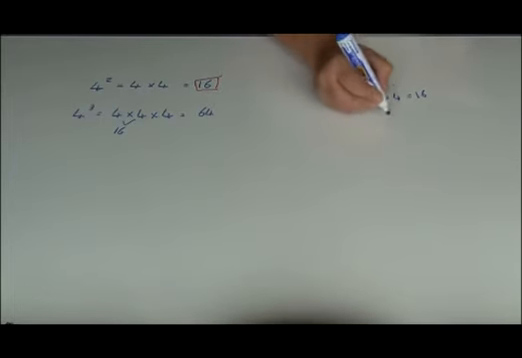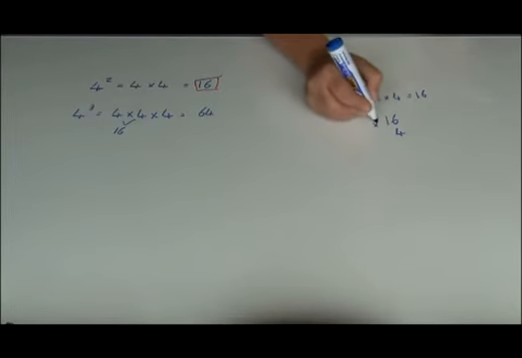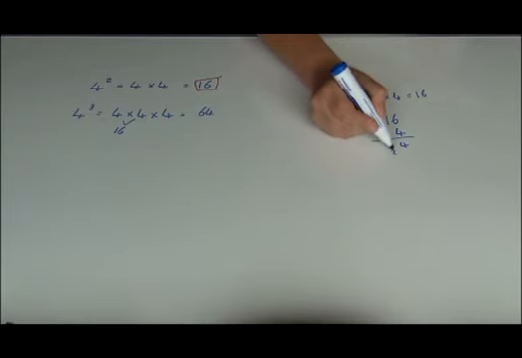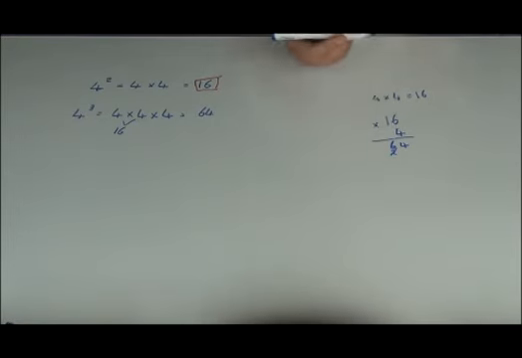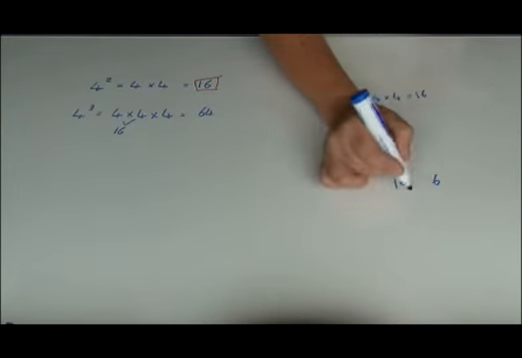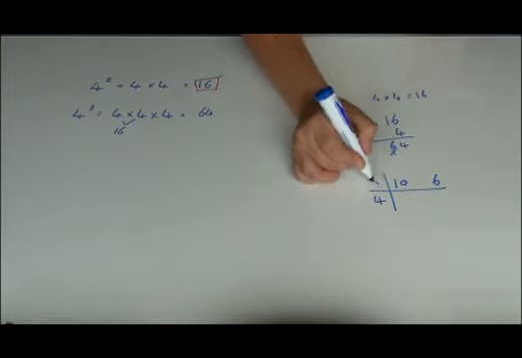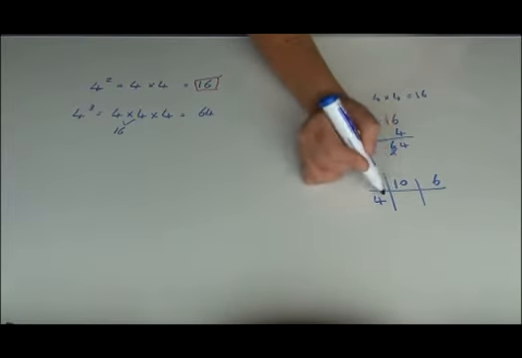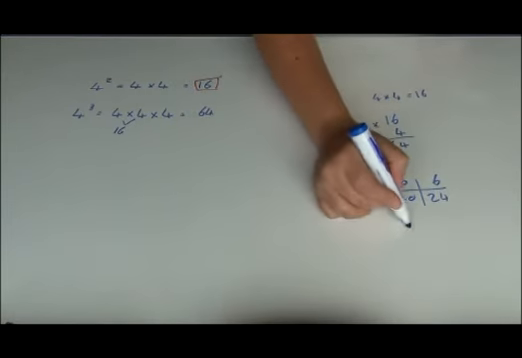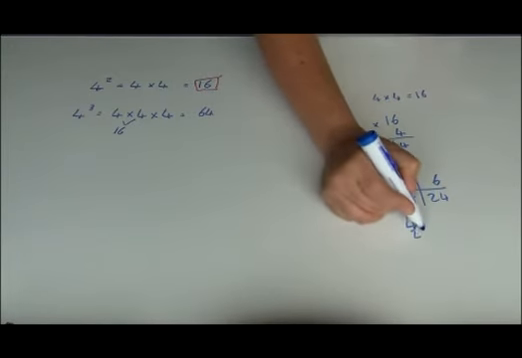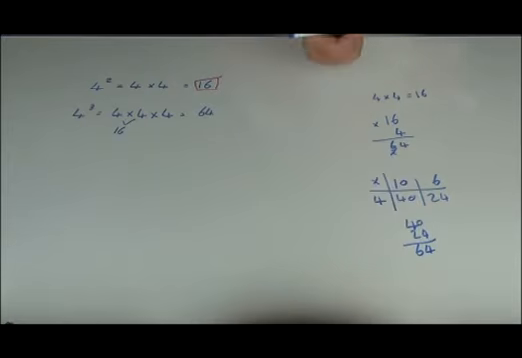4 times 4 is 16. 16 times 4. 4 times 6 is 24. 4 times 1 is 4. Add that too. Or you could use the grid method, 10 and 6 and 4. 10 times 4 is 40, 4 times 6 is 24. Add the two together. Remember to use the method that you like and you understand. Don't try to use someone else's method.